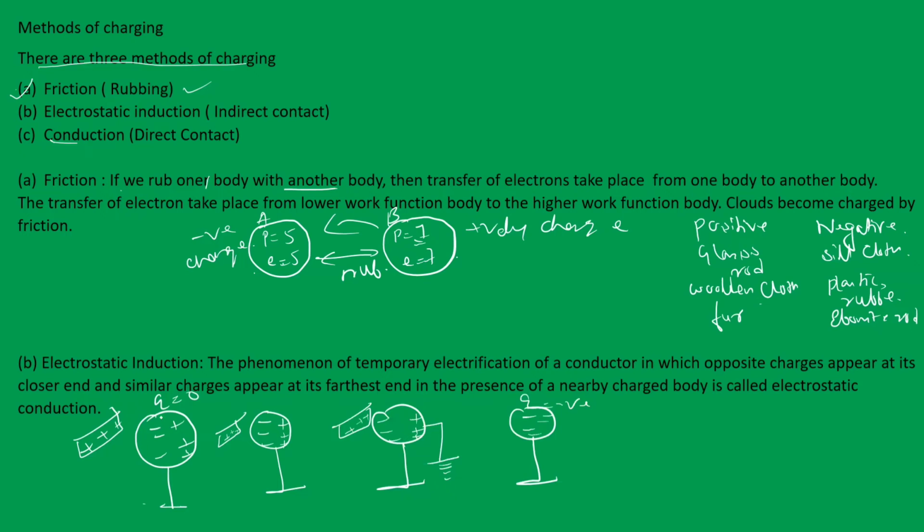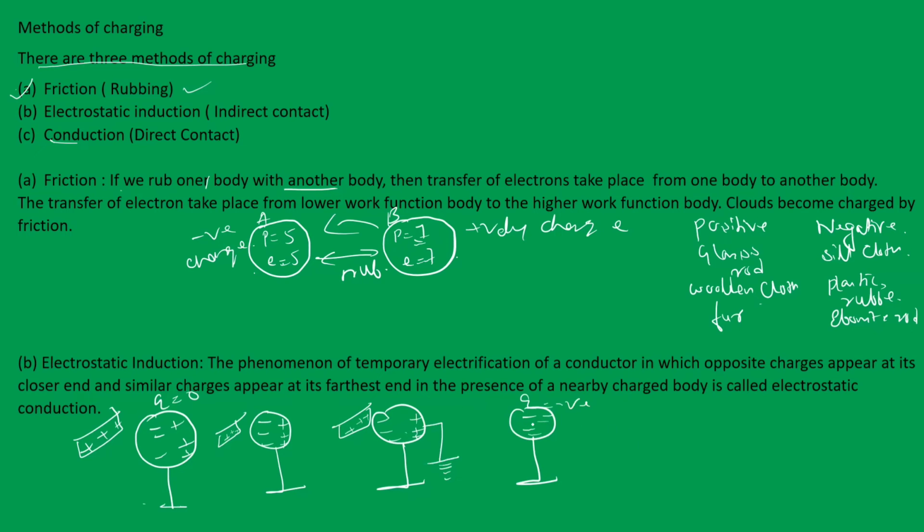So these are 4 steps. Step 1: the charged body is brought near the uncharged body. Then the uncharged body is connected to earth. Now the uncharged body is disconnected from the earth, and you will get a negatively charged body. And the charged body is also removed.